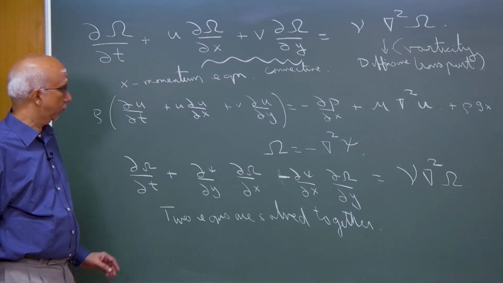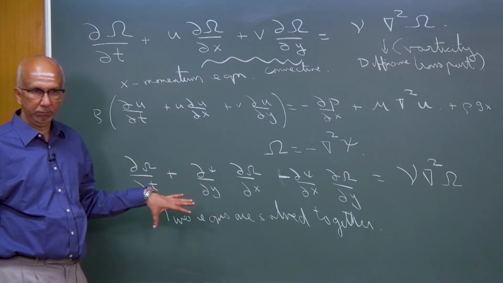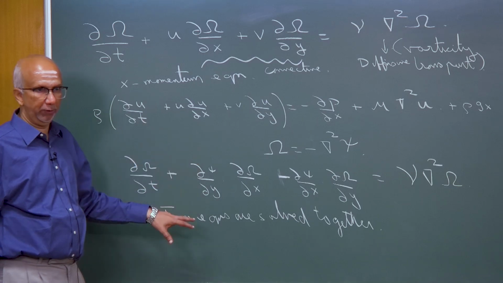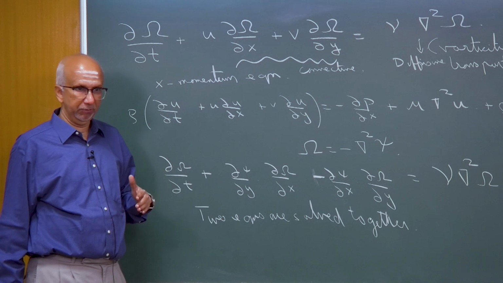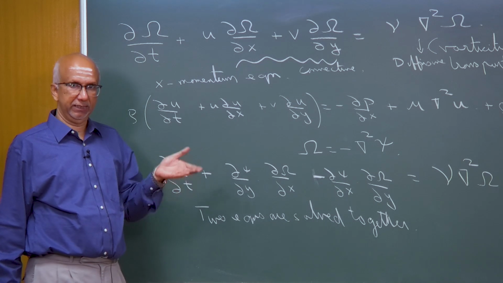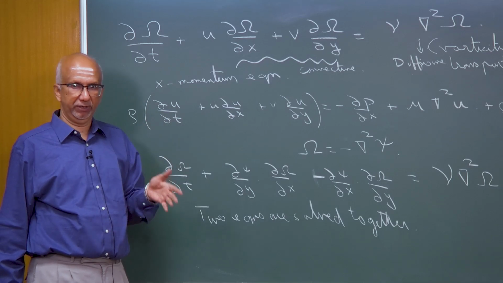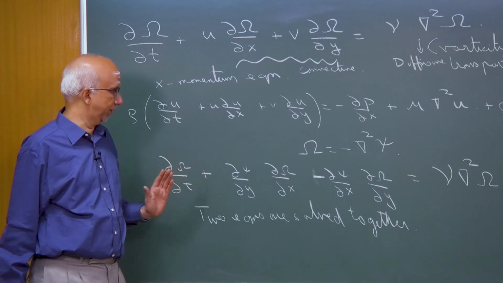Yeah. So, the moral of the story is, in the stream function vorticity formulation, we solve these two equations, find the stream function. Once I find the stream function, I can find the velocity. Once I find the velocity, I can substitute it back in the momentum equation and find the pressure. Okay. So, I can do this numerically, for example.